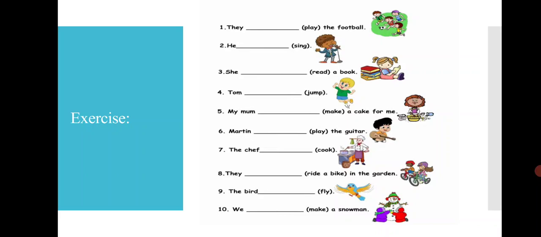So the four types of present tense are simple present tense, present continuous tense, present perfect tense, and present perfect continuous tense. In simple present tense, we use subject plus present form of the verb. In present continuous tense, we use ing form. In present perfect tense, we use has or have plus past participle. And in present perfect continuous tense, we use has or have plus been plus verb plus ing.